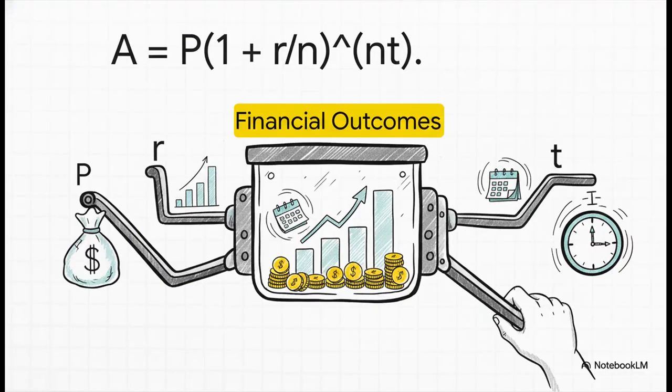All right, I know what you're thinking when you see this. A jumble of letters and parentheses, it can look a little intimidating, but I want you to see each of those variables as a lever that you as a business leader can pull to change a financial outcome. A is just the amount you'll have in the future, P is what you start with, R is your interest rate, N is how often that interest gets calculated, and T is time. Every single one of these pieces plays a critical role in the final result.